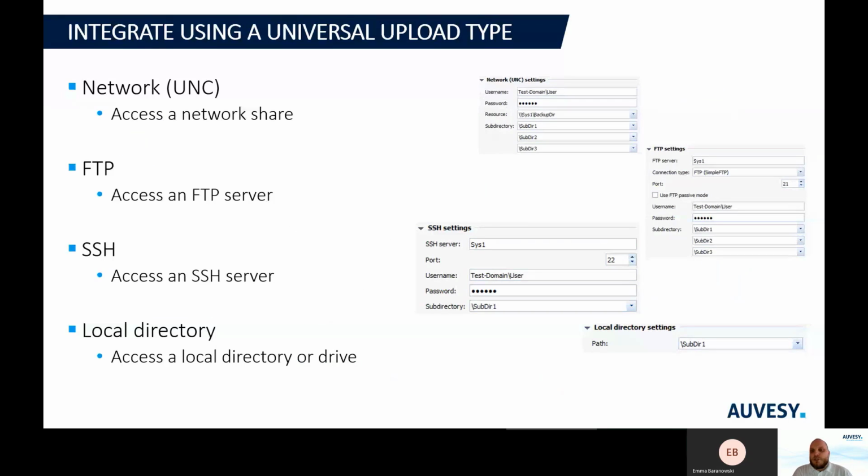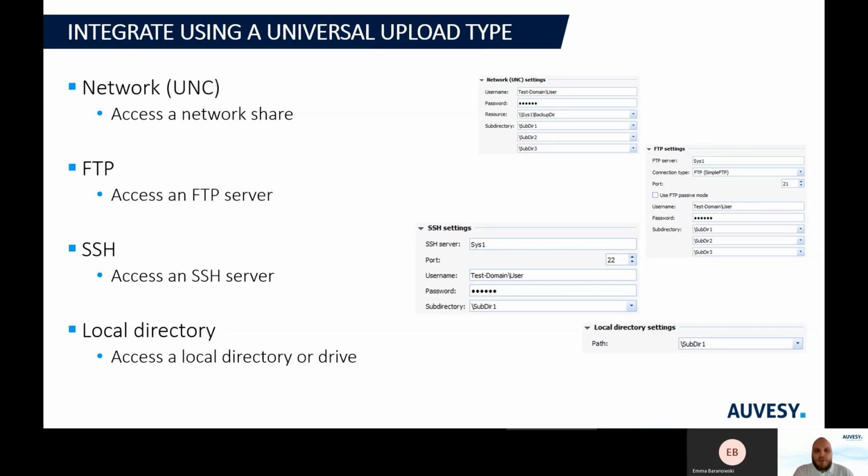This is the options we offer for our universal upload options. So first of all, the network UNC. This is basically just a network share. So for example, if you're using an IPC with a Windows-based system or a Unix-based system, you just have to create a network share for this folder where your data is inside. You see here our network UNC settings. You can type in the resource and the subdirectories you would like to grab the data out of this network share. The other one is the FTP upload type.